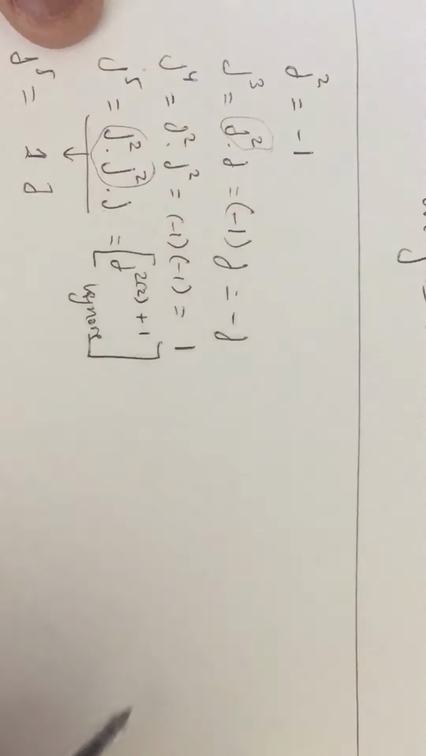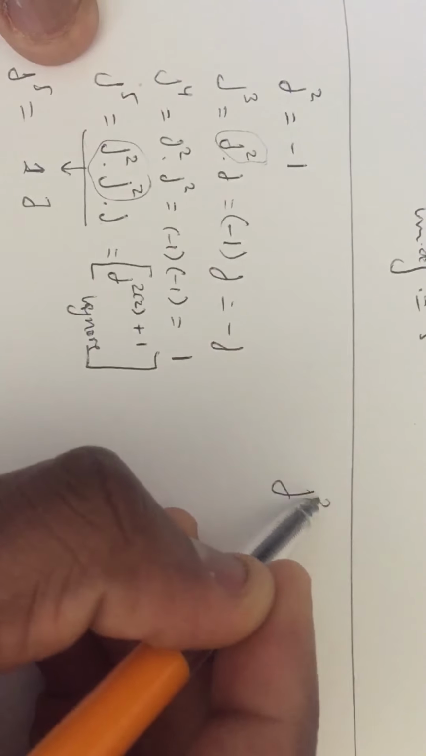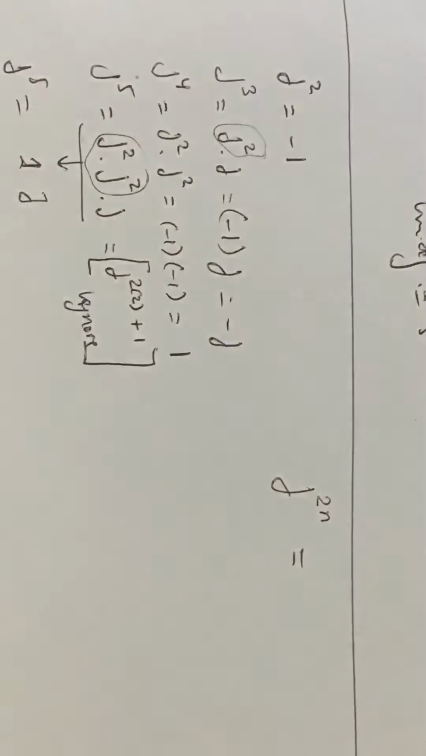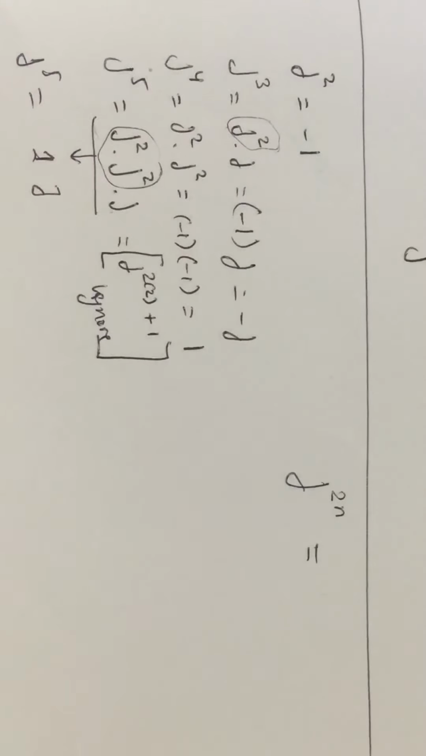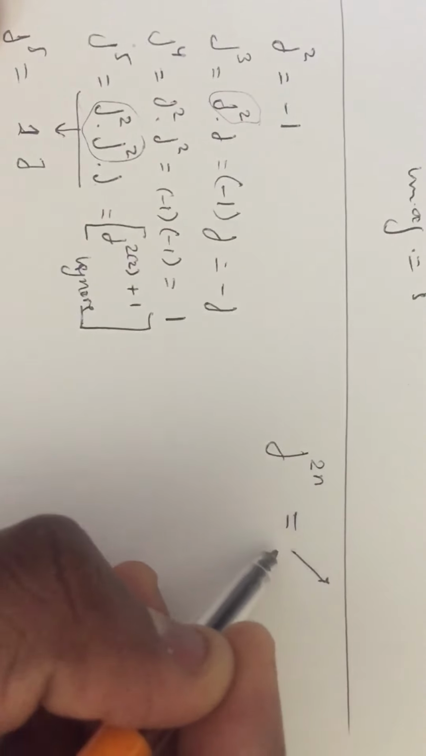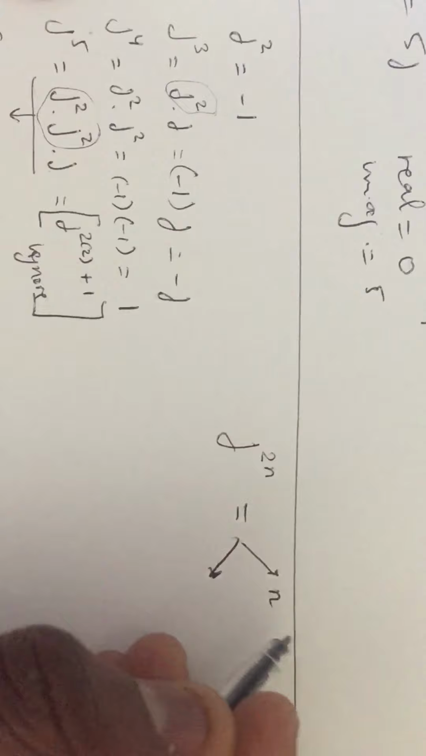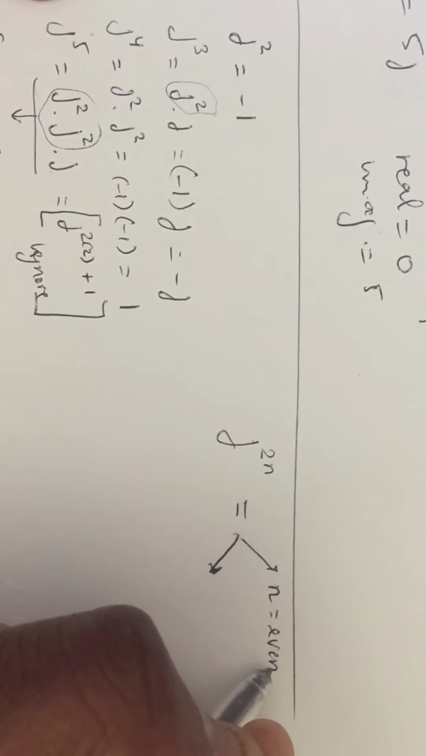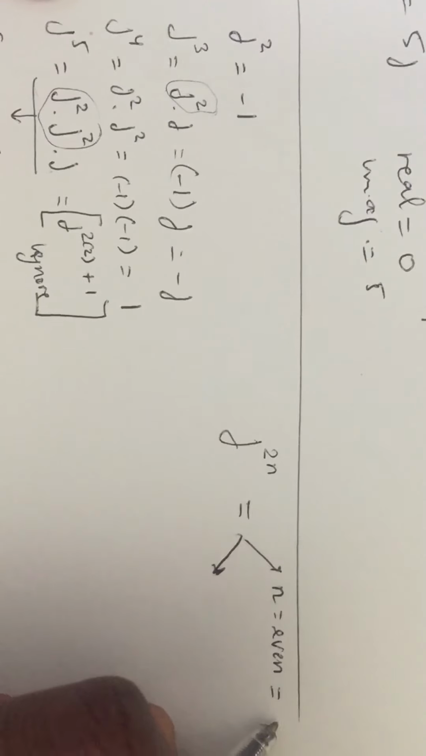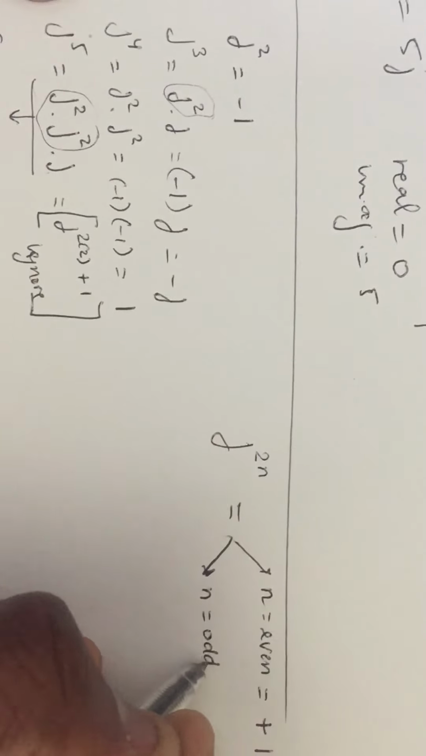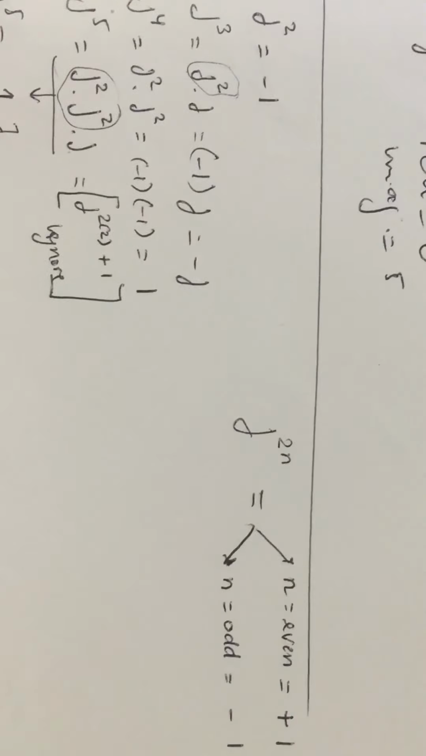All right, so now I will show you a simple formula that will help you. This is the formula. When I have j to the power 2n, you have two results. If n is an even number, you'll get your answer as positive 1, and if n is an odd number, you're gonna get minus 1.